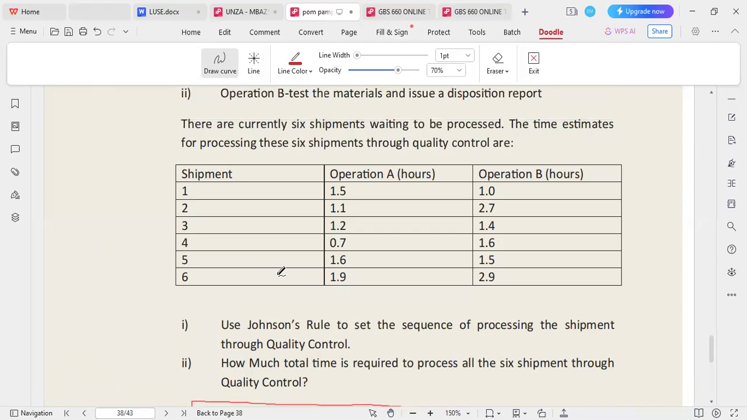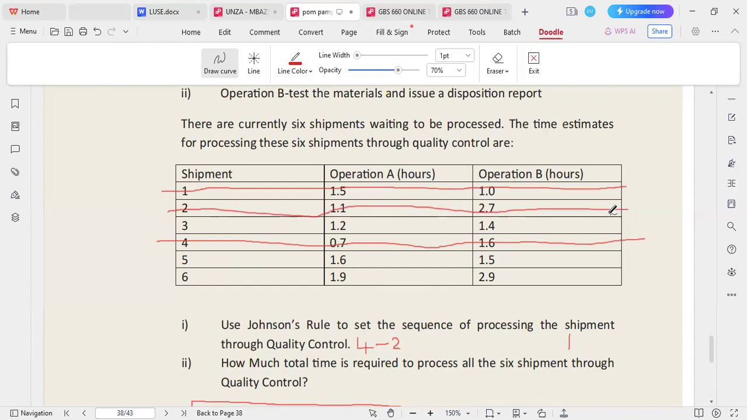The sequence was obtained using Johnson's rule. The shortest processing time was 0.7. It was on operation A. So job 4 goes first, because it was in A, we do it first. And now we look at the smallest for the remaining, which was 1. Then 1 would be done last because it was in operation B. The next smallest was 1.1, which is job 2, so it should be done here.